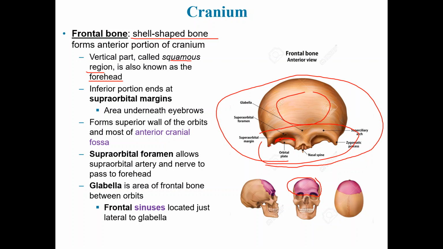The supraorbital foramen here is a hole, over here, that allows the supraorbital artery and nerve to pass to the forehead. Again, all these foramens that we're going to talk about are important for the passage of nerves, sometimes just nerves, sometimes both nerves and blood vessels.